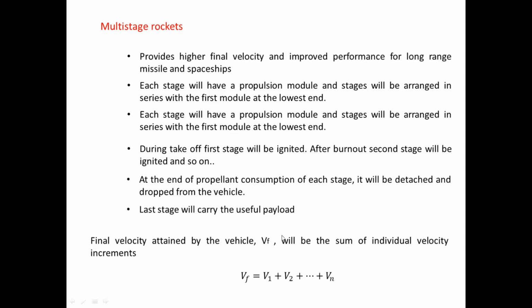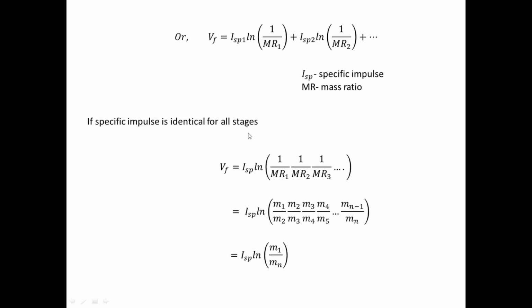So in the case of multi-stage rockets, the final velocity Vf will be equal to V1 plus V2 plus etc. Vn, because V1 is the total velocity after the burning out of the first stage, V2 is the second stage, and Vn is the nth stage. So if it is a 3-stage rocket, obviously V1 plus V2 plus V3 it will come. So Vf, the expression is ISP1 into ln 1 by mr.